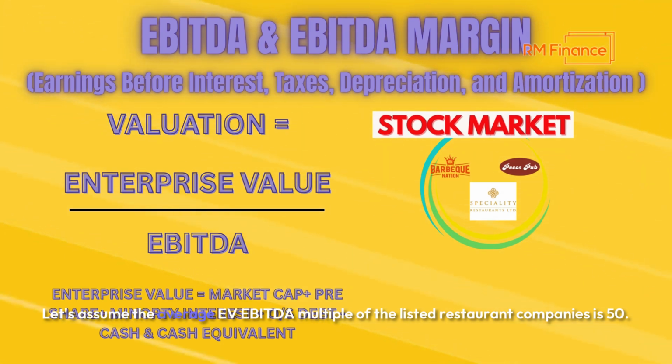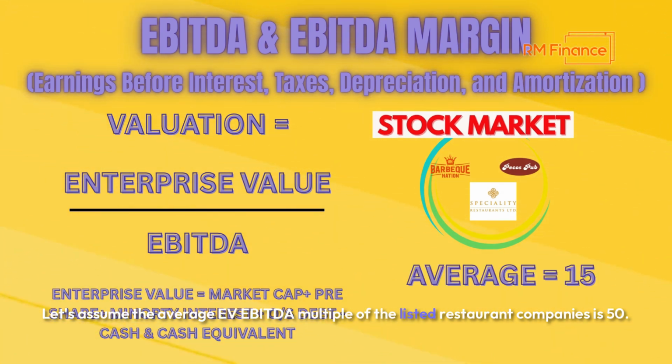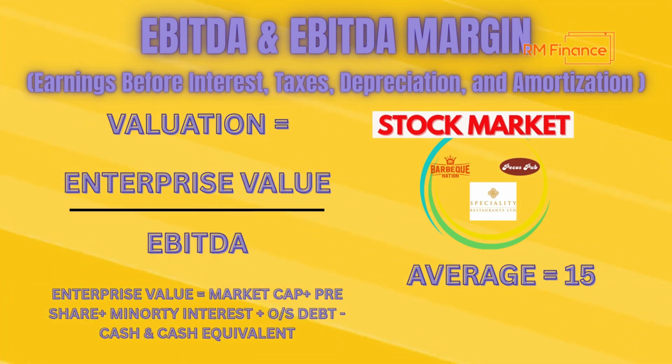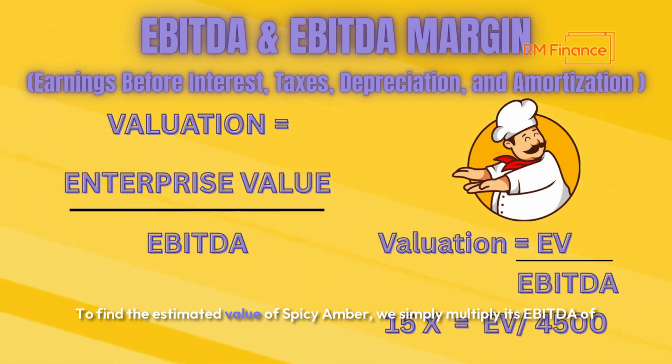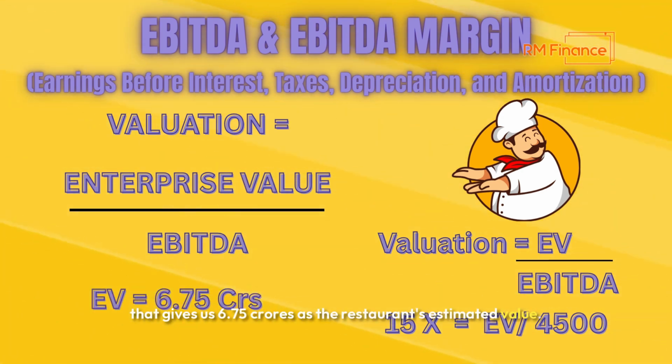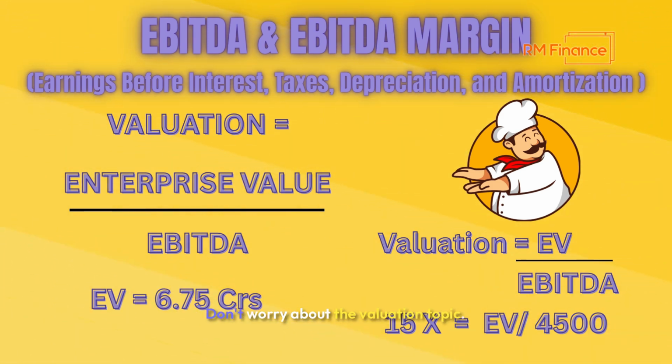Let's assume the average EV/EBITDA multiple of the listed restaurant companies is 15. This means that, on average, the market is willing to pay 15 times the current year's EBITDA for a restaurant business. To find the estimated value of Spicy Ember, we simply multiply its EBITDA of 4.5 crores by the industry average multiple of 15. That gives us 6.75 crores as the restaurant's estimated value. Don't worry about the valuation topic, we will cover it in more detail in our upcoming videos.